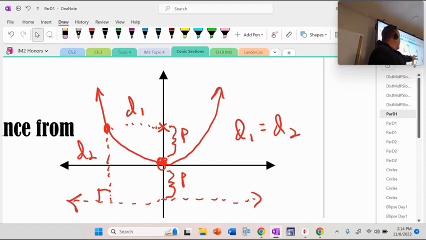So here's the focus. Notice I put little P's there. I would put those in there. P is going to be the key today. P is the key. Right.